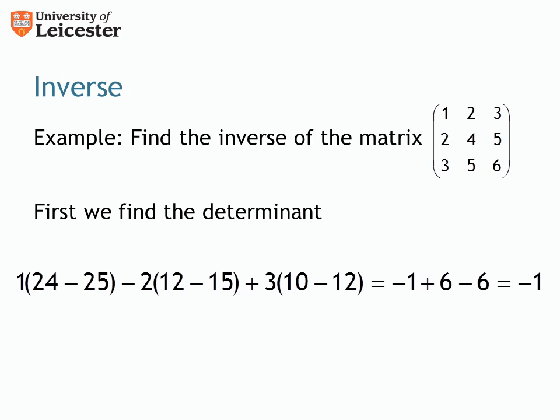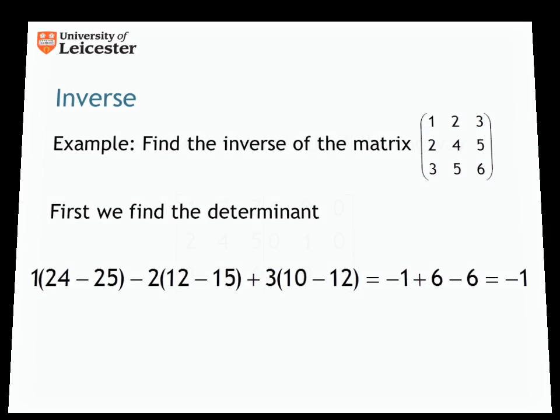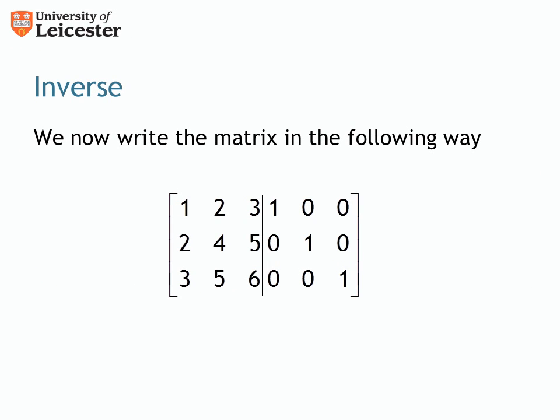Look at the matrix. We firstly work out its determinant. In this case the determinant is -1. This is non-zero, so we can continue. Now arrange this in an array. The matrix is on the left and the 3 by 3 identity is on the right. Next we use the row operations to reduce the matrix to the identity.